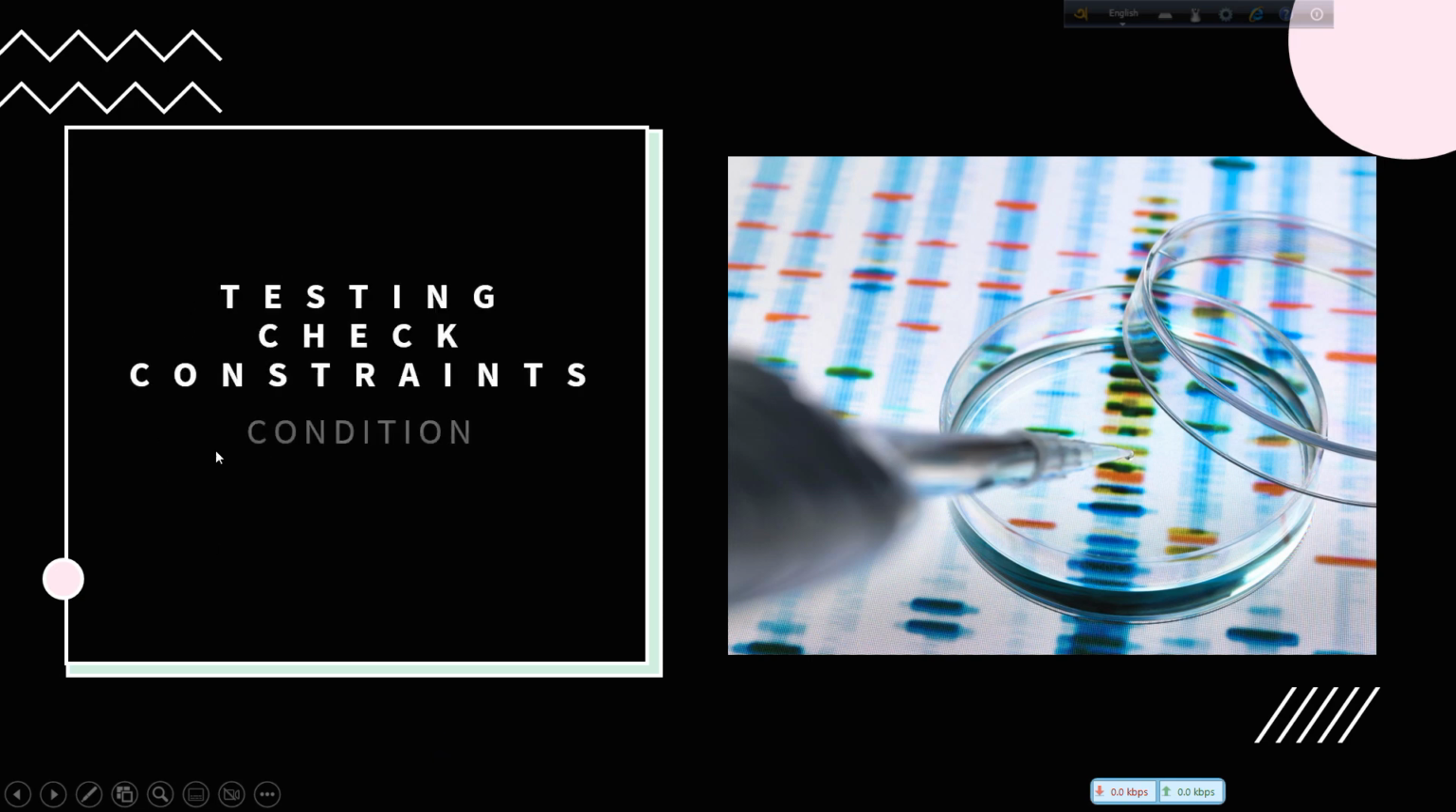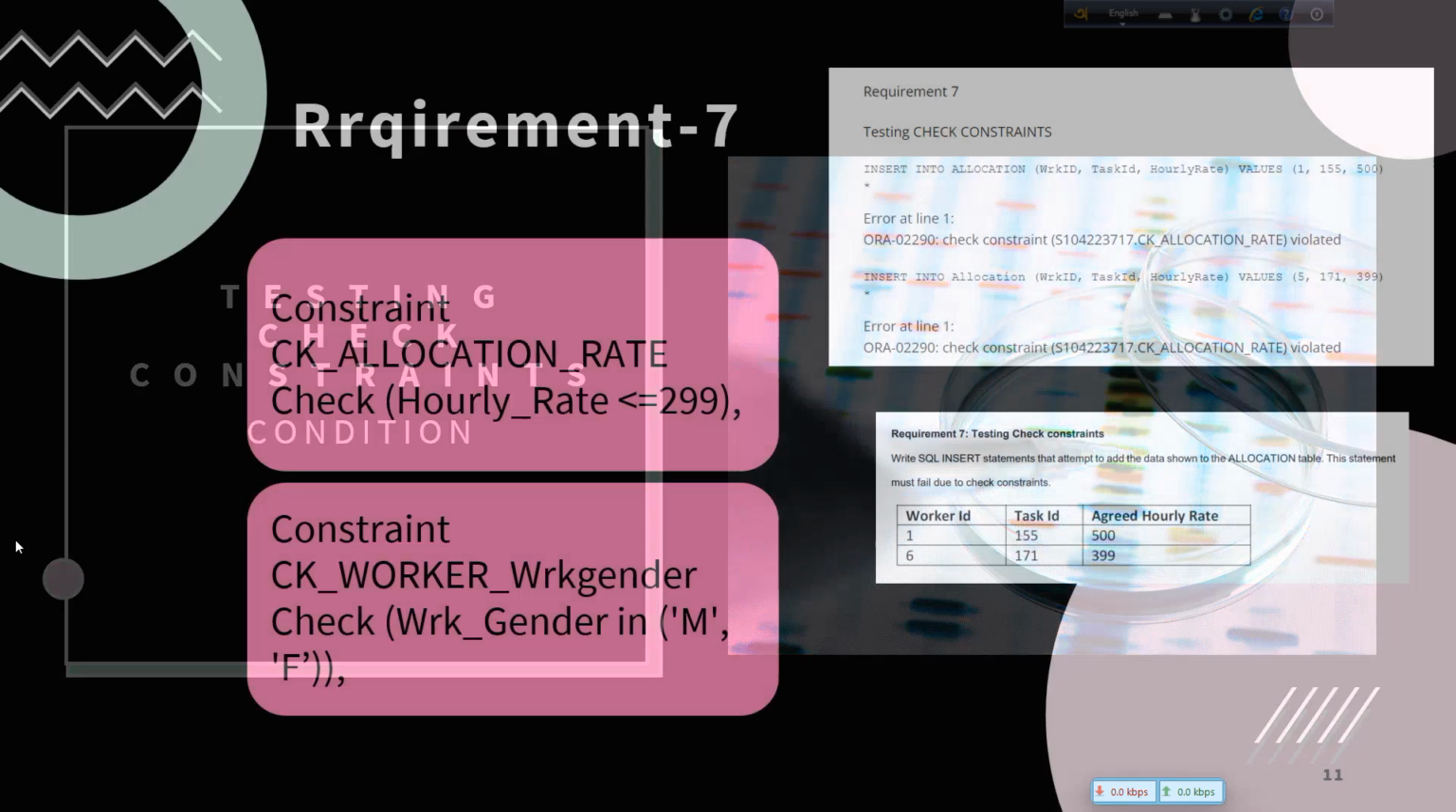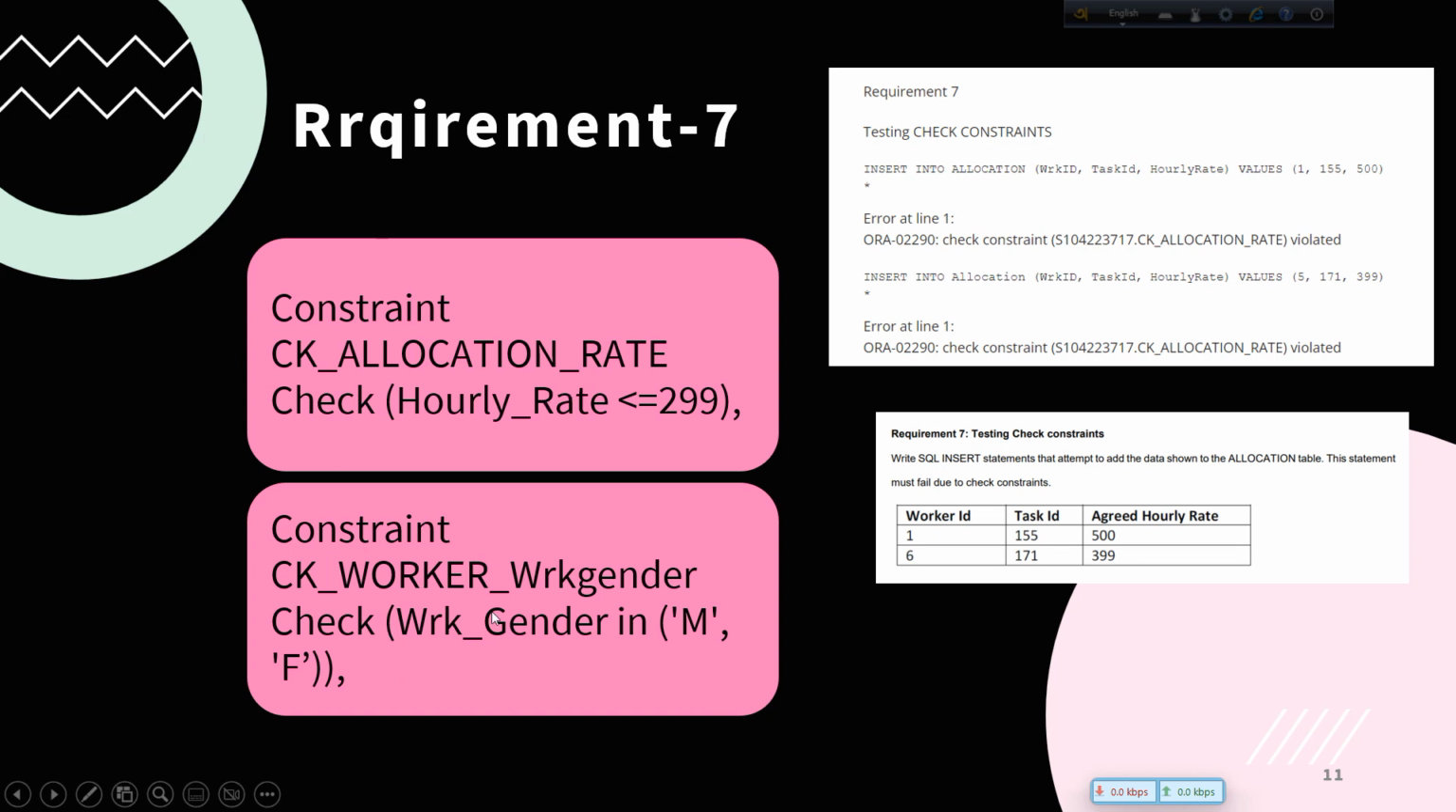Then the last requirement is testing the check constraint condition. These are the two conditions, which I wrote previously in the earlier chart, for the SQL. And you can see that the allocation rate check condition is that the hourly rate should not be greater than 299. If we insert any information with an hourly rate over 299, it would be rejected by SQL Developer.